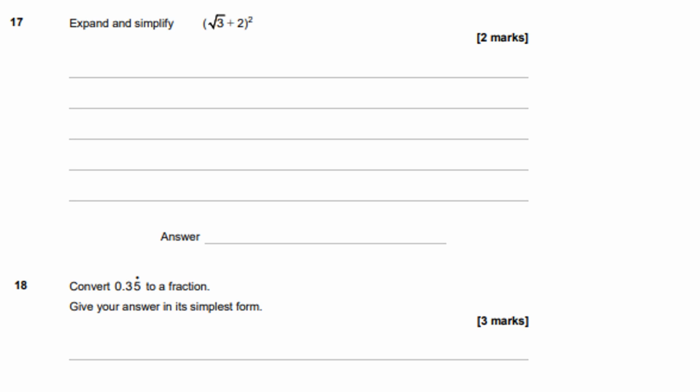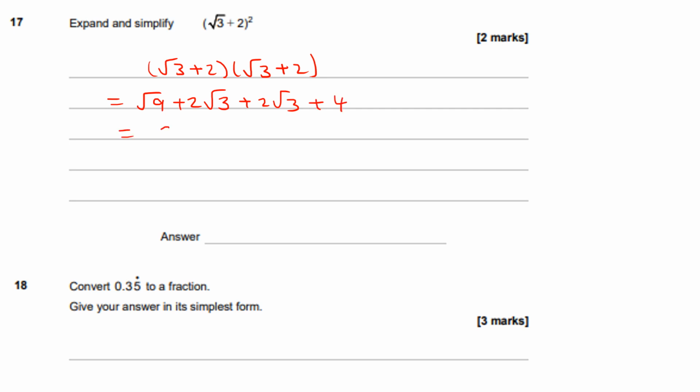Right, for question 17, they're asking us to expand and simplify. We know that it is going to be squaring this bracket, which means we'll write it down again like this and then expand the bracket. I'm going to be using the arrow method, so root 3 times root 3 is going to give you root 9. Root 3 times 2 is going to give you 2 root 3. 2 times root 3 is going to give you 2 root 3 again. 2 times 2 is going to be 4.